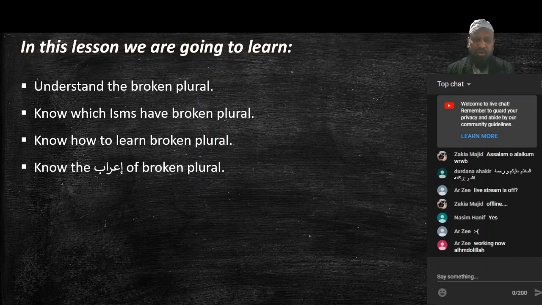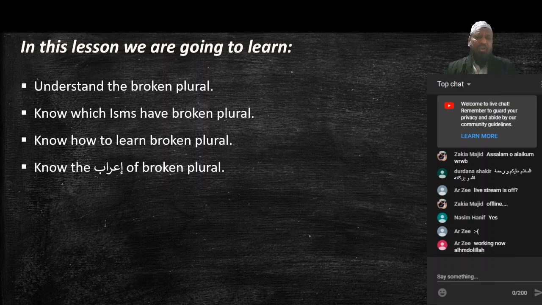So muslimun, we have a singular muslimun. We add alif and ta to show it is jama muannas salim, so it becomes muslimat. We add dhammatain for marfu case, muslimatun, and we add kasra for mansub and majrur case, muslimatin.